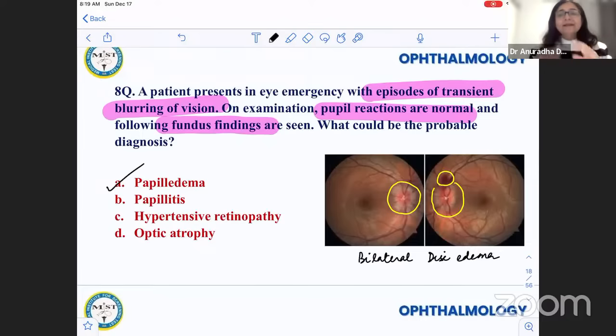In papillitis, the vision will be consistently decreased. There will be Marcus Gunn pupil. In hypertensive retinopathy, the blood vessel changes will be there. There will be not only disc edema in grade 4, there will be retinal hemorrhages also. In optic atrophy, the discs are not reddish and swollen, they are pale, because that is a degenerative condition. Okay? And Dr. 56 is telling us the treatment of papilledema is the treatment of the cause of the papilledema, which is absolutely right. Yes, guys, you will be getting the PDF after the session.